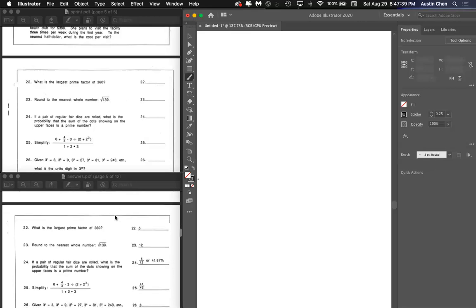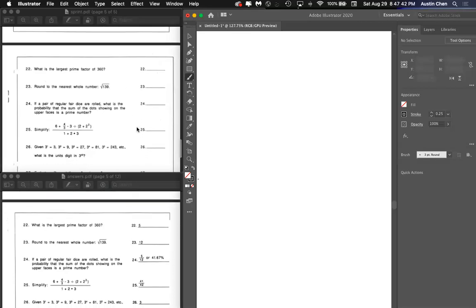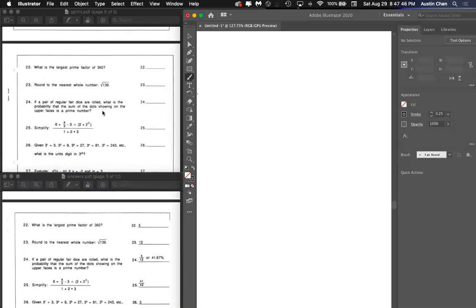If a pair of regular fair dice are rolled, what is the probability that the sum of the dots rolling on the upper faces is a prime number? Okay, so a pair of regular fair dice, so that's going to be the integers from 1 through 12. The prime numbers in this set are 2, 3, 5, 7, 11. And we want to find the probability that these happen, right?